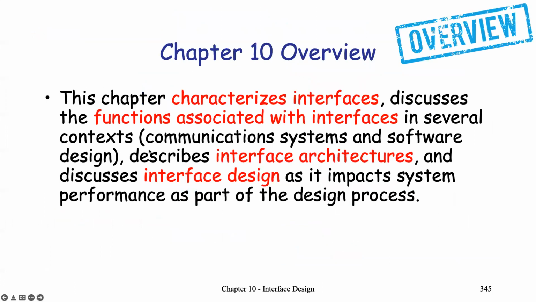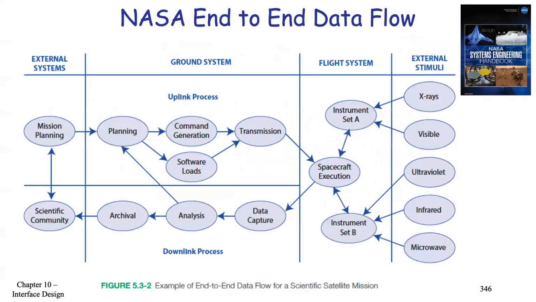So for an overview of this chapter, it characterizes the interfaces, discusses the functions associated with the interfaces, and looks at several contexts, communication systems and software design. And then it describes the interface architecture and discusses the interface design as it impacts system performance as a part of the design process.